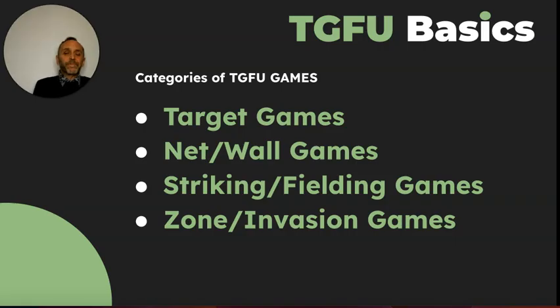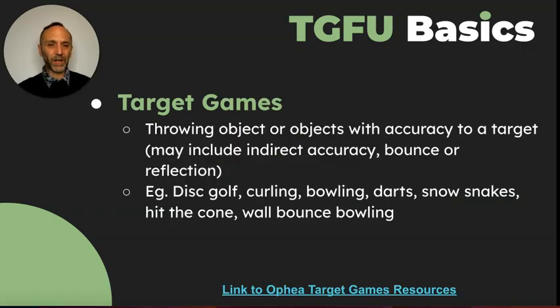So these English guys looked at all the games that were being played and they broke them down into 4 main categories. And remember, these categories are because they have a shared obstacle to overcome. Target games, net and wall games, striking, fielding, and zone and invasion. And there's some changes in this. Even the curricular framework has changed a bit. So let's just talk about each one of these.